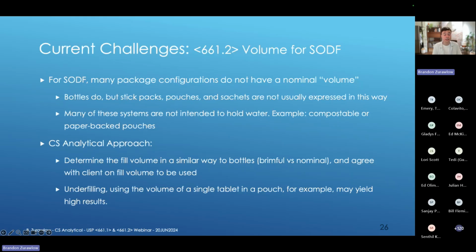So if we were to take, let's say, the volume of a single tablet in a pouch, that wouldn't necessarily be realistic because we're really going to substantially underfill that particular package system, possibly yield high results simply as a function of putting a very small amount of water in there. So that is the approach that we take specific to those types of package systems that do not have volume explicitly stated.